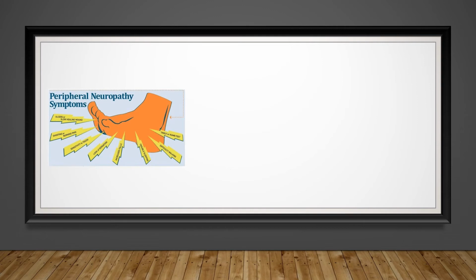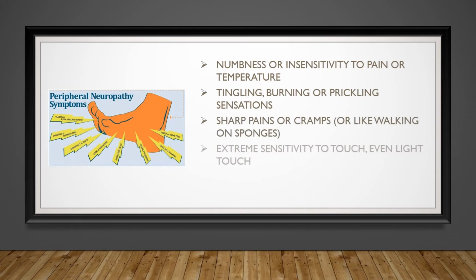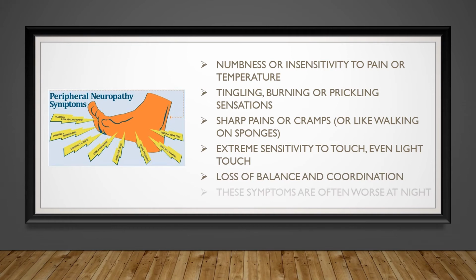The symptoms of peripheral neuropathy vary, but some of those include numbness or insensitivity to pain or temperature, tingling or burning or prickling sensations, sharp pains or cramping. Some people even feel like they're walking on sponges because they can't feel the bottoms of the feet. Extreme sensitivity to touch, even light touch, and of course loss of balance and coordination. These symptoms are often worse at night.